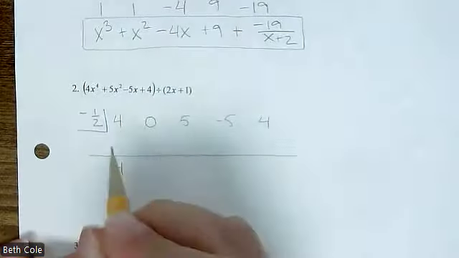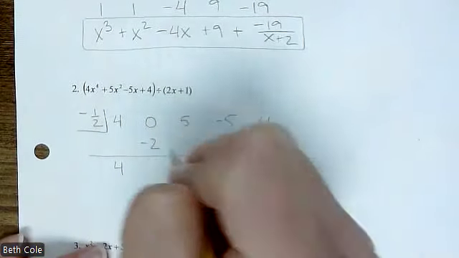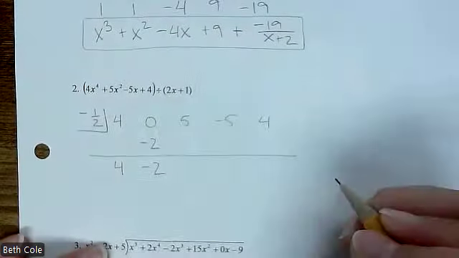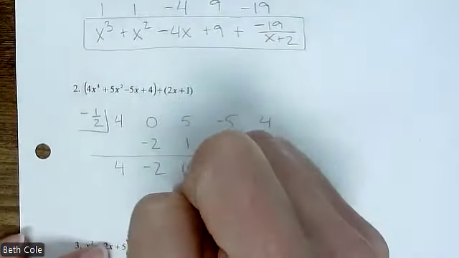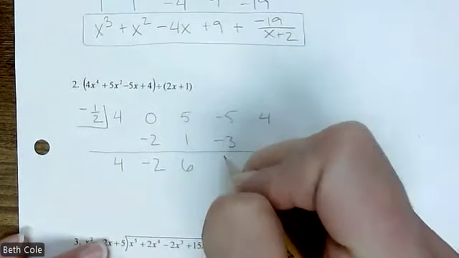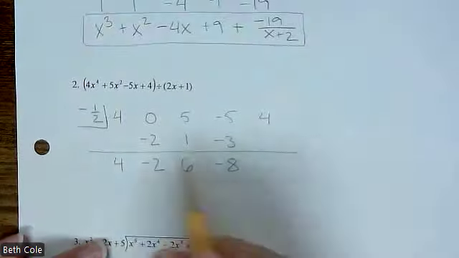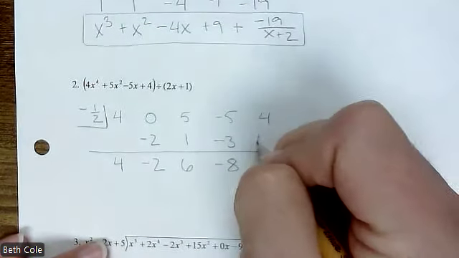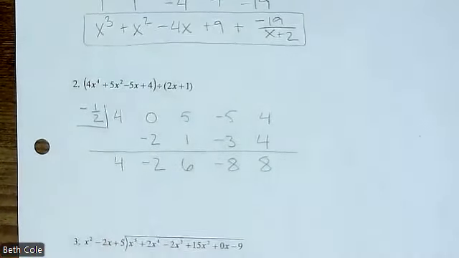So bring down the first number, multiply, you would get -2, add, you get -2. Multiply, you get +1, add, you get 6. Multiply, you get -3, add, you get -8. Multiply, you get 4, add, you get 8.